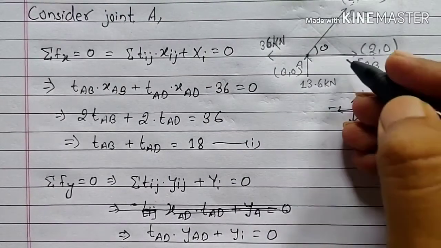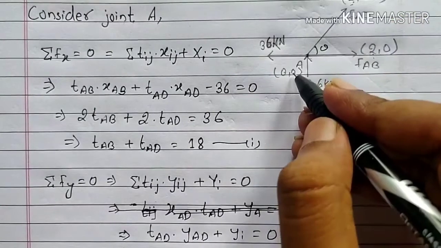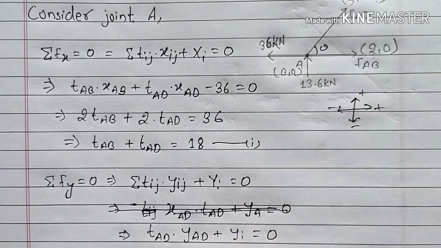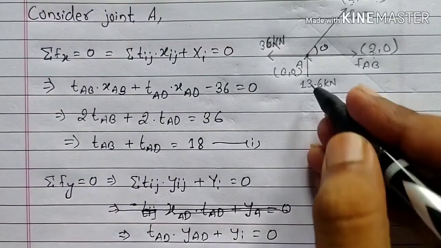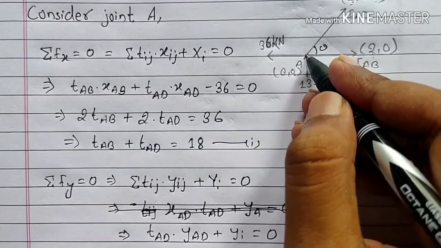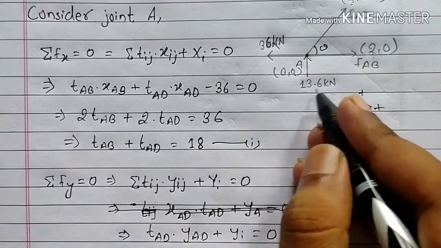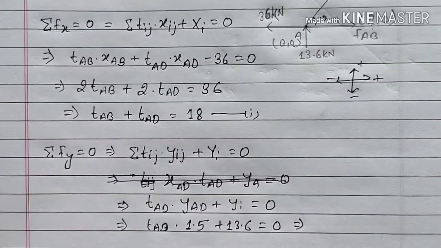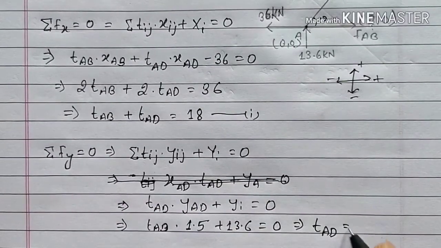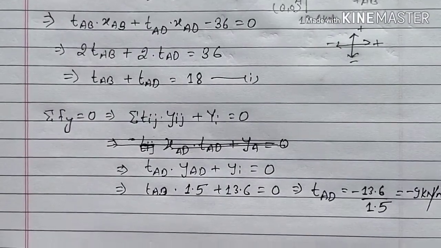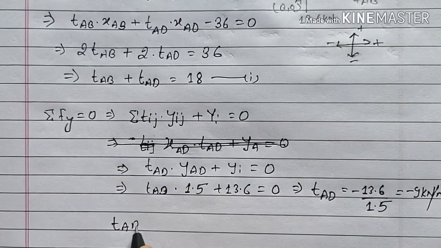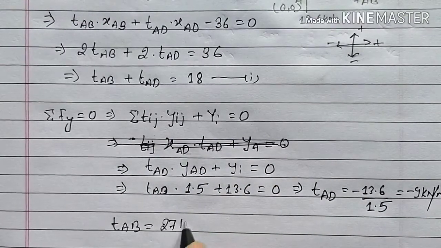into YAD, means this span of AD, and here YJ is 1.5 and YI is 0, so 1.5 minus 0 will be equals to 1.5, and the YI means the force which is acting in y direction at A, which is 13.6 kilonewton upward, so positive 13.6 equals to 0, and from here we will get here TAD equals to, now after getting the value of TAD, put it here in the equation 1 to get the value of TAB. On doing so we will get TAB equals to 27 kilonewton per meter.